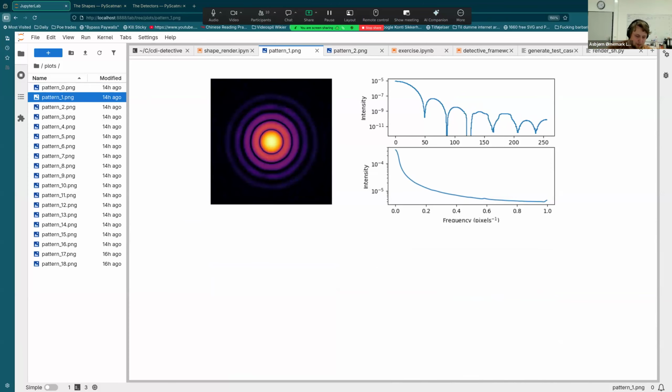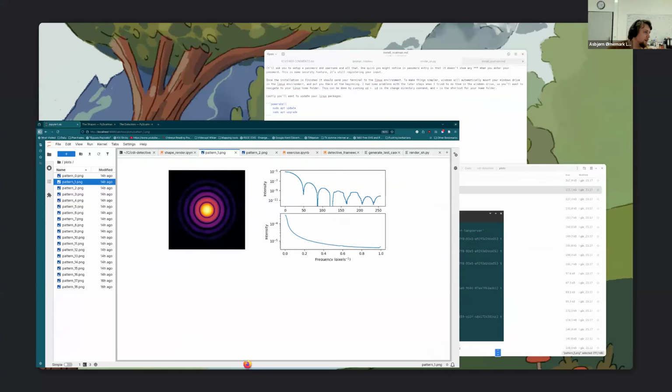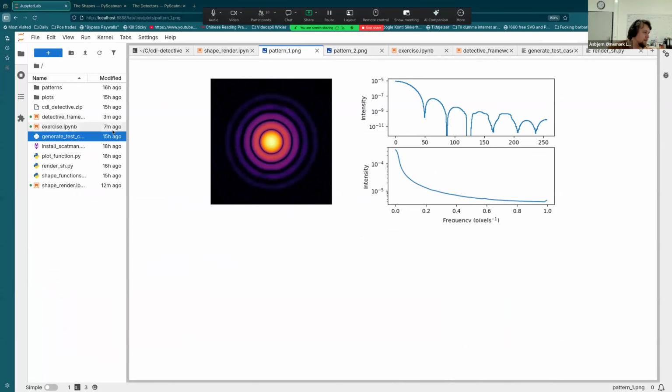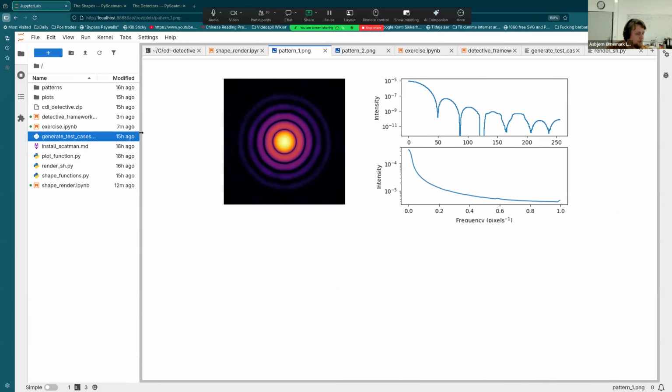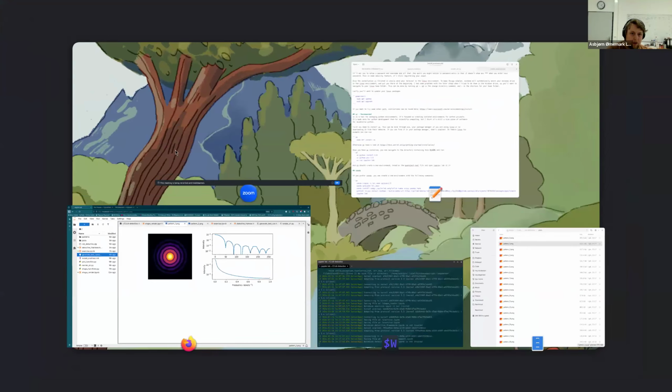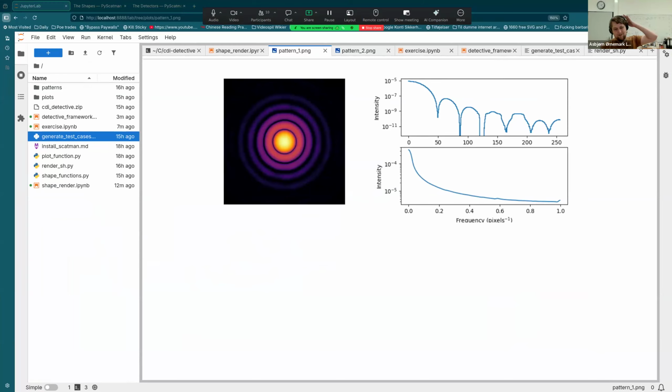Actually, let me quickly double check my note. The other thing is there's a generate test case. So if you want to cheat, you can also just look in this. This is the program I use to generate all these with. But let me open it on a second screen where you guys can see it. Double check that I'm looking at the right shape for the right thing.